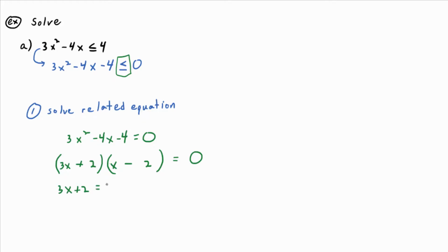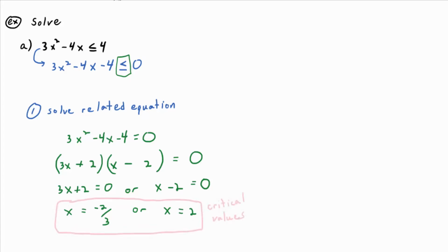We set both factors equal to 0 and solve. What do we get for the left hand one? 3x plus 2 equals 0. x equals negative 2/3 or x equals 2. So these are called critical values. These are the values that make 3x squared minus 4x minus 4 equal to 0, right?